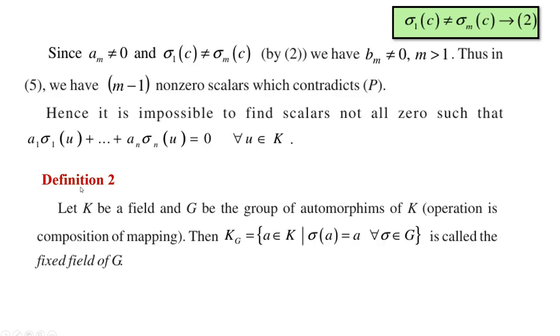We have next the definition of the fixed field of G. Let K be a field and G be the group of automorphisms of K. In G, naturally mappings are there, so we are going to consider composition of mappings. You define K_G as all those scalars which are left fixed by all the automorphisms of K. That's in words. Now the notation says K_G is the set of all a in K such that sigma of a equals a for all sigma in G. This is called the fixed field of G.